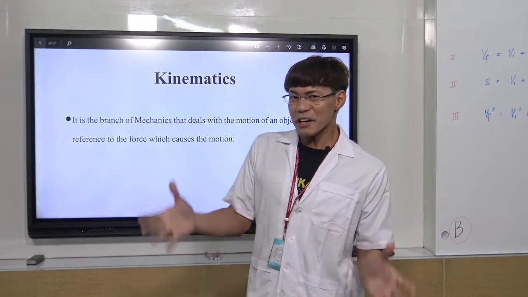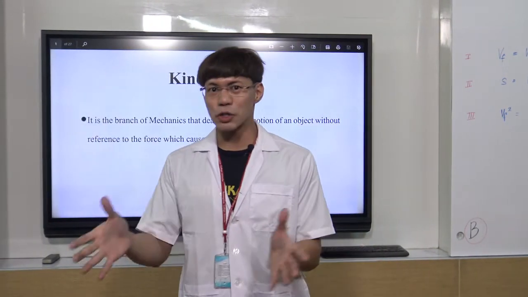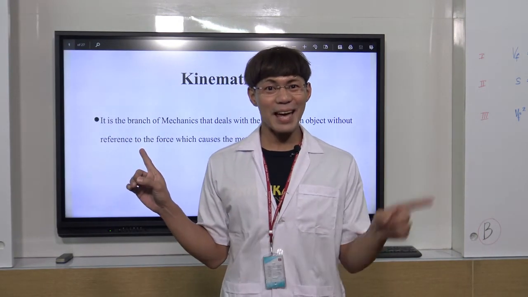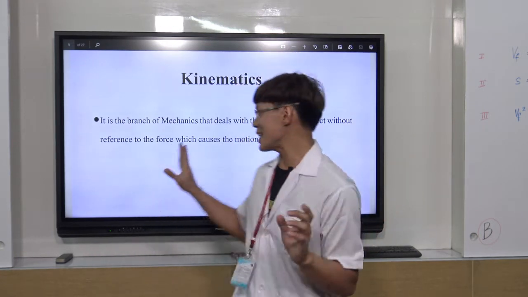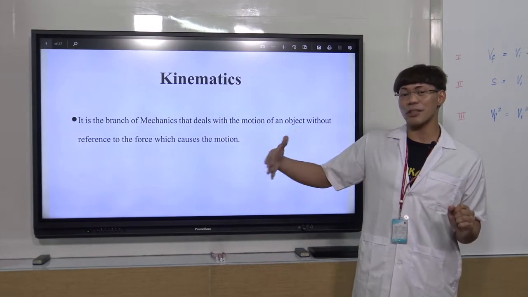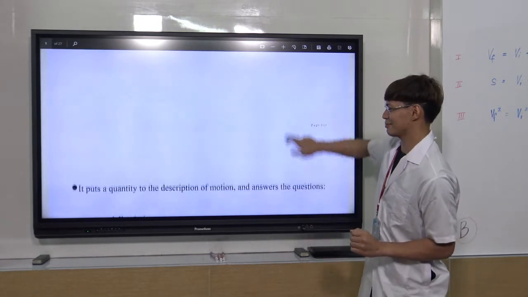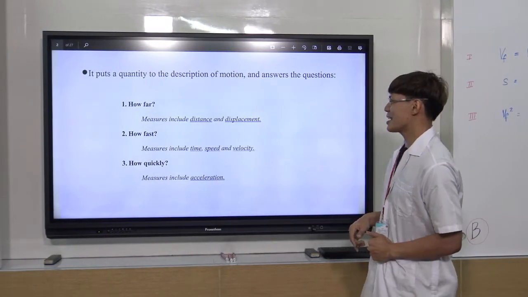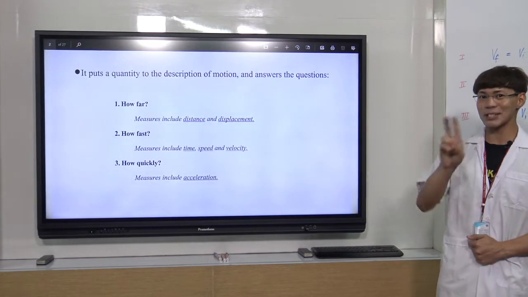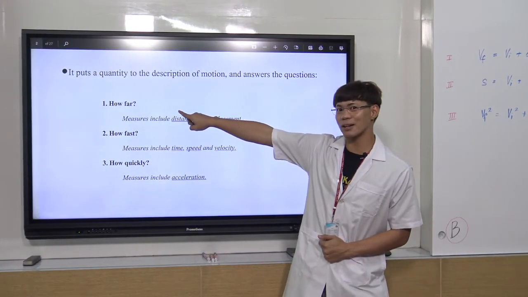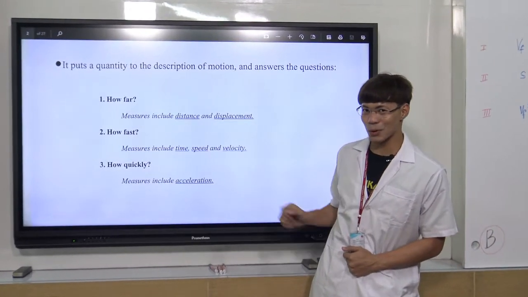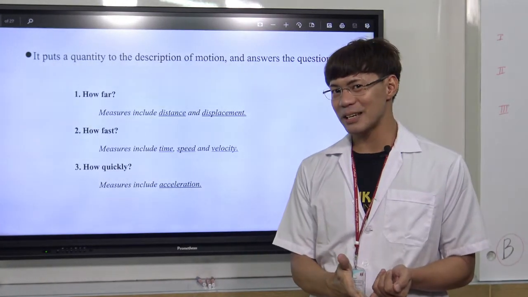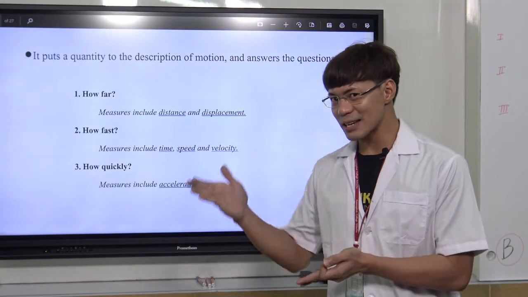Now, whenever an object is moving or in motion, we always consider two things: the force that causes the motion and the motion of an object. In kinematics, we only consider the motion. In other words, kinematics quantifies the motion of an object, and it answers three questions: how far, how fast, and how quickly. In our previous videos, you've learned about the position of an object, the difference between distance and displacement.